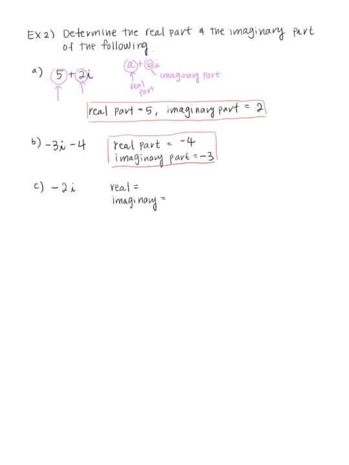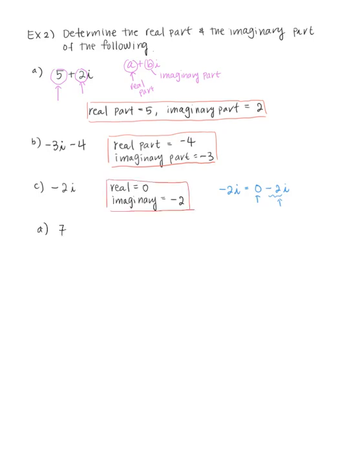And let's look at part C, negative 2i. The imaginary part is the one that has an i attached to it, so clearly the imaginary part is negative 2. But what happened to the real part? The real part is missing, so that means the real part must be 0. Because we can write negative 2i as 0 minus 2i. So 0 is the real part, and negative 2 becomes the imaginary part.